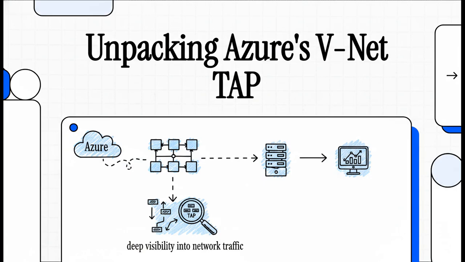If you're managing a network in Microsoft Azure, you know that visibility, actually seeing what's going on, is everything. Well, today, we're unpacking a super powerful tool that gives you exactly that, the Virtual Network tab. So let's get right into it.